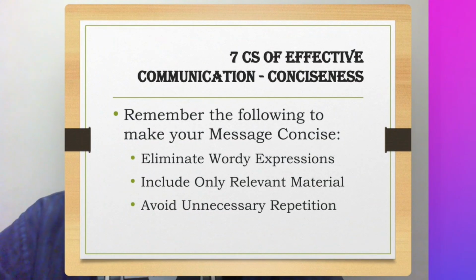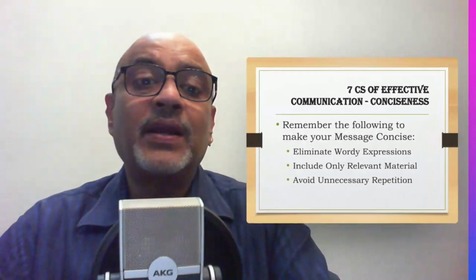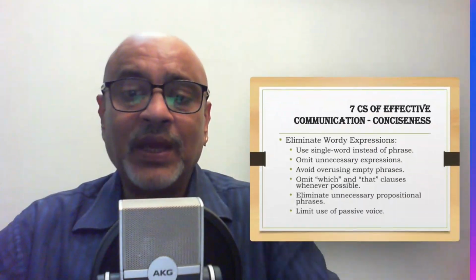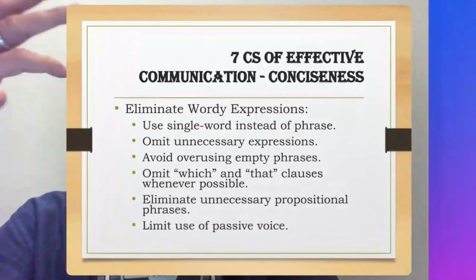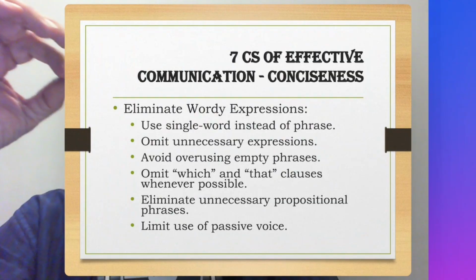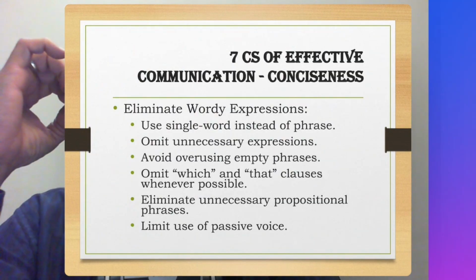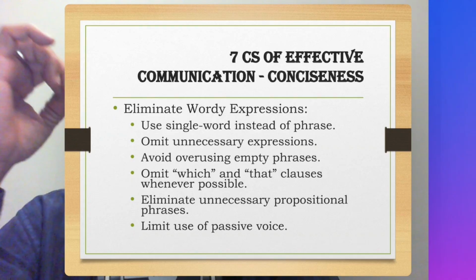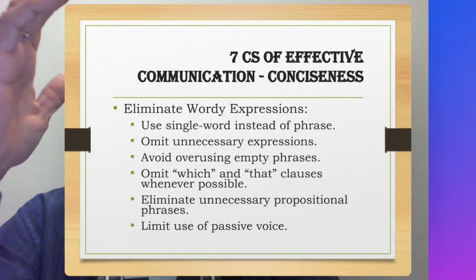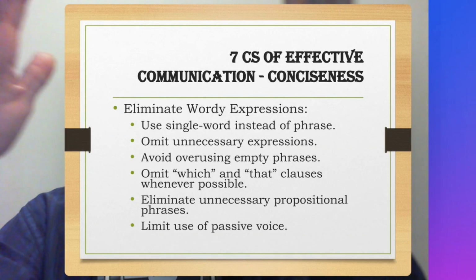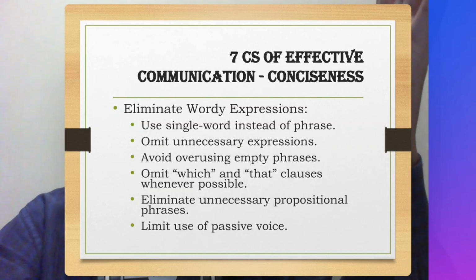Now these are the three things that make your message concise. You have to eliminate wordy expressions. You should include only relevant material, and you must avoid any unnecessary repetition. So this is something that is going to make your writing pointed. It's also going to help you remove unnecessary stuff so that the meaning becomes crystal clear.